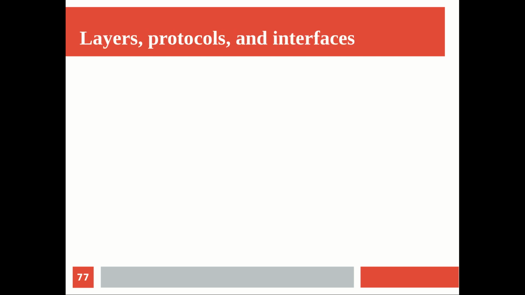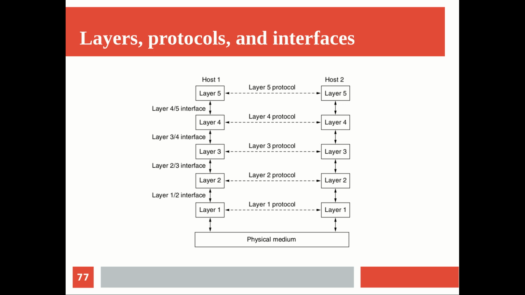So, the layers, protocols, and interfaces overview. This is what I was trying to illustrate in the previous slide. Host 1 is trying to communicate with host 2, maybe the sender and the receiver, and in this example a 5-layer architecture is taken. Layer 1 to layer 5, and the same layer 1 to layer 5 at host 2. Layer 5 to layer 5 communication is possible by means of a specific set of protocols. We call them layer 5 protocols, and similarly layer 4 to layer 4 protocol, like that.